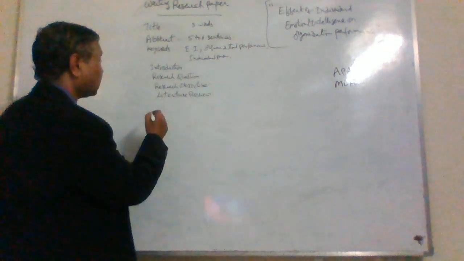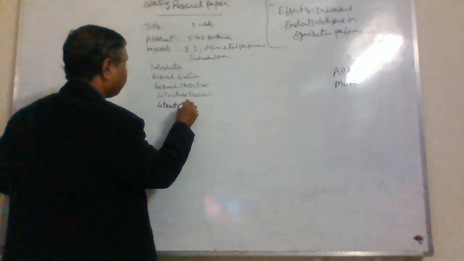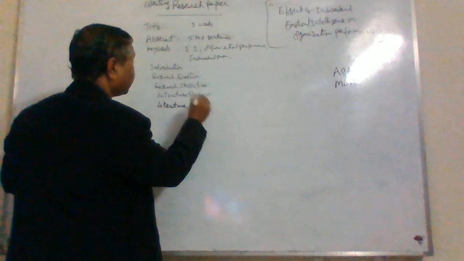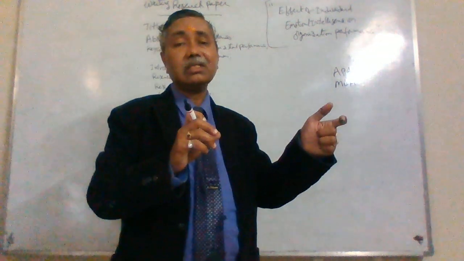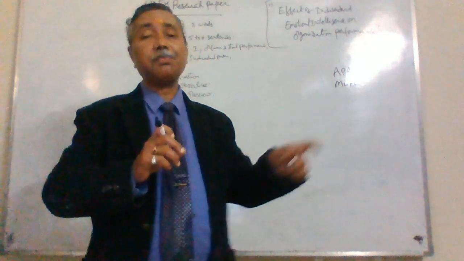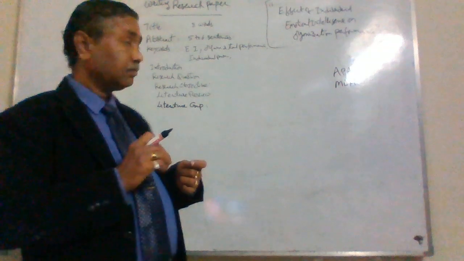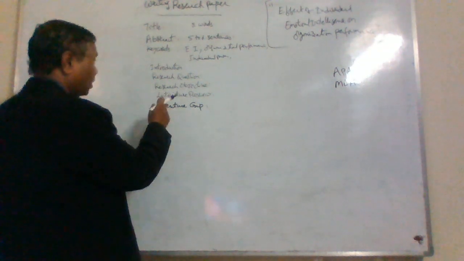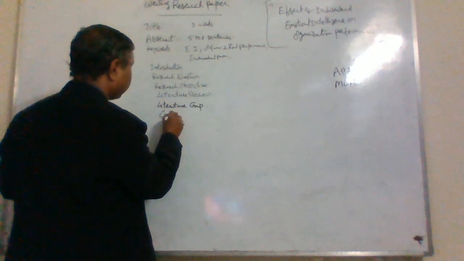And then comes the literature gap. What is the gap you have identified in the literature? That means that part which was not done earlier, empirically, that was not proven. That part, whatever is the literature gap. Right. So, after identifying the literature gap, what will come? Conceptual model development.